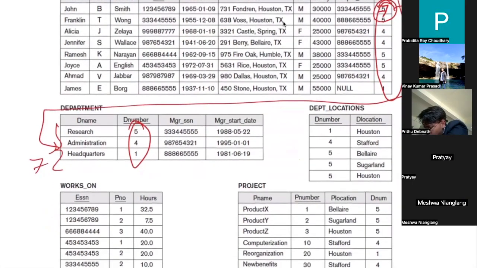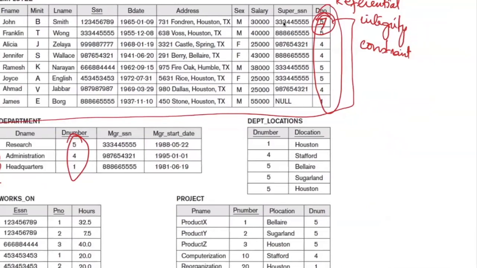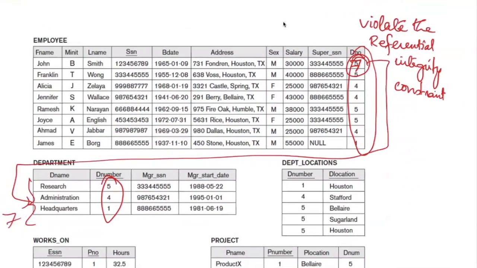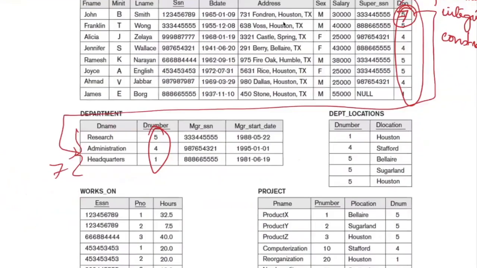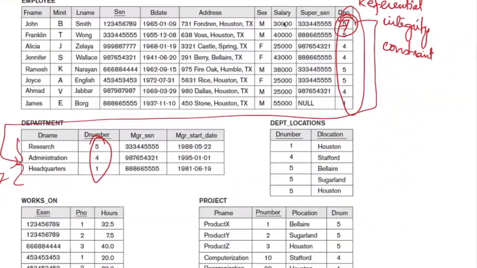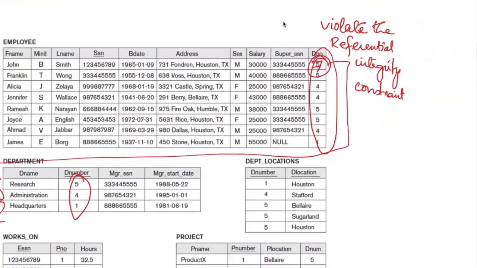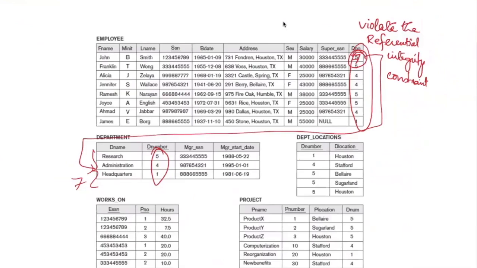If you look at, let's say, super SSN. Let's look at super SSN. This is also a foreign key here, which refers to what? SSN of employee. So any SSN that appears in the foreign key super SSN must come from this set of values, must come from here.